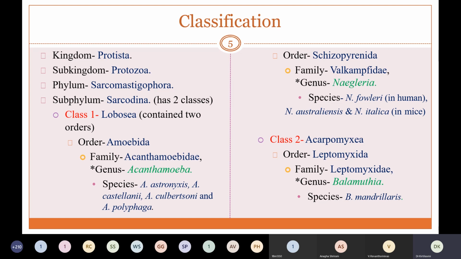Whereas under the order Schizopyrenida, you have the genus Naegleria. We have Naegleria fowleri, which is seen commonly in human beings, but there are different species of Naegleria which can also affect mice, that is Naegleria australiensis and Naegleria italica. Just forget about that. Just remember, Naegleria fowleri is the one which causes infection in humans. Then you have the second class, Acarpomyxia. Under that you have the genus Balamuthia. Balamuthia mandrillaris is the only species in the genus Balamuthia. So this is the classification. I hope everybody is clear with the classification.